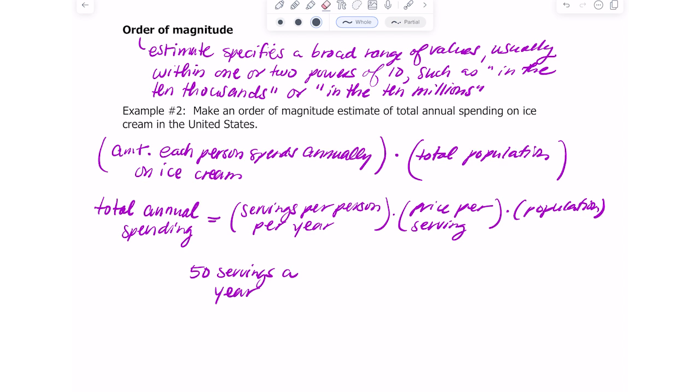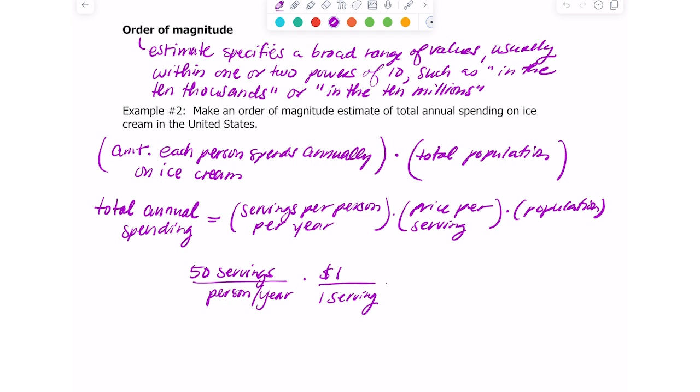fair estimate for that. So 50 servings, and actually let's write this in terms of unit analysis. So 50 servings, and then it's per person per year, right? So 50 servings per person per year. How much would it be a serving? Maybe $1. So $1 for every serving. Now again, that would depend on your location, right? Some places might be a little bit more than others.